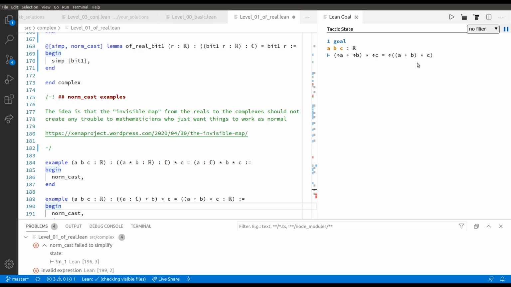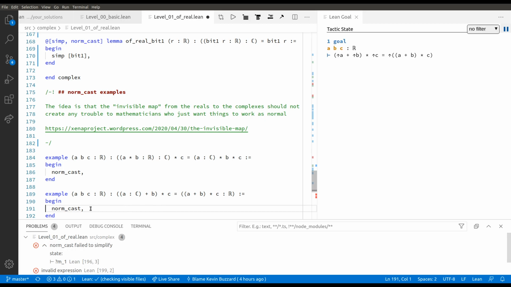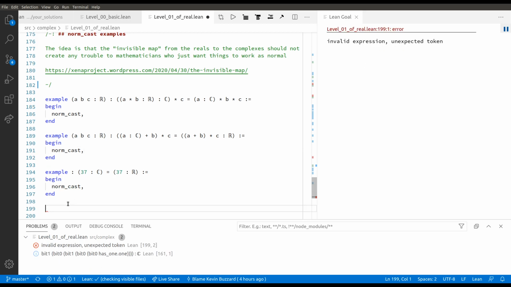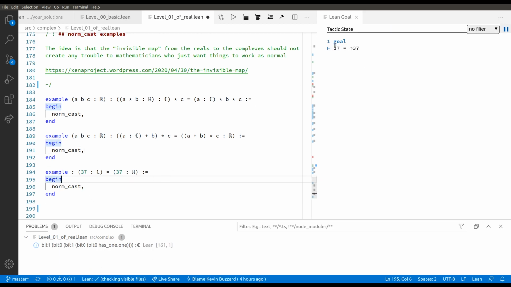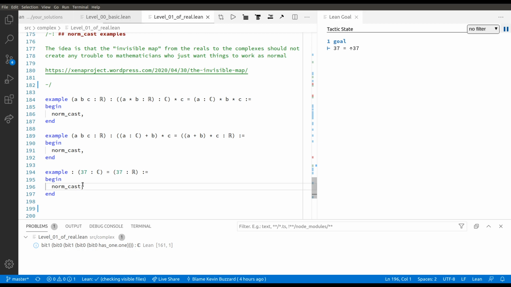In Lean, strictly speaking, they're not the same, because there's this invisible map from the reals to the complexes. But this thing here, mathematicians would really want to say this is obviously true by definition, but it's not true by definition, right? Look, it's not true by definition, but this tactic here solves it for you anyway. And similarly here, if I remove this commented out thing here, this says that the complex number 37 equals the real number 37. And again, that's not true by definition, because the definition of the complex number 37 is bit 0, bit 1, bit 0, whatever it was. But this normcast tactic does this for us. So we've trained normcast to play well with this map from the reals to the complexes.